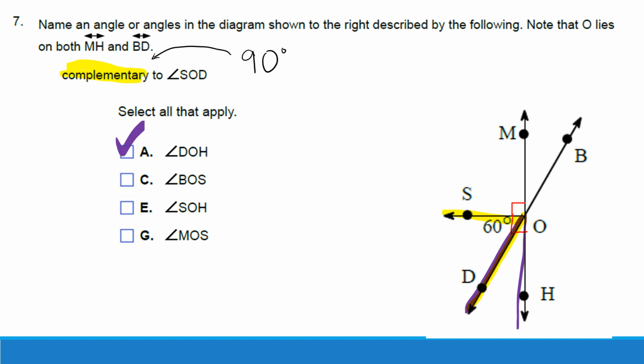It's a vertical angle, so if we go straight across, this angle here, MOB, would also be complementary to SOD since these two angles are vertical angles. They are equal. Do y'all see VOM or MOB there? No, so we don't need to select anything else.